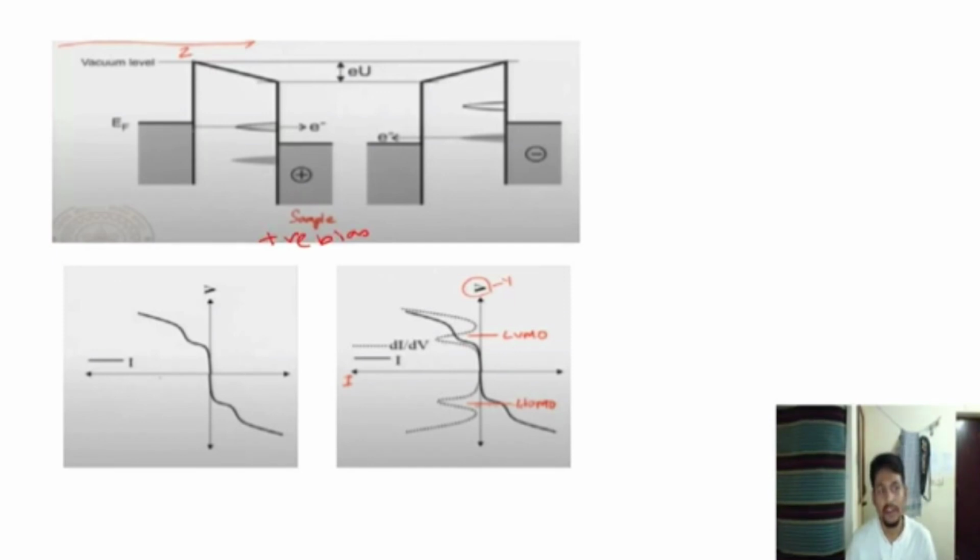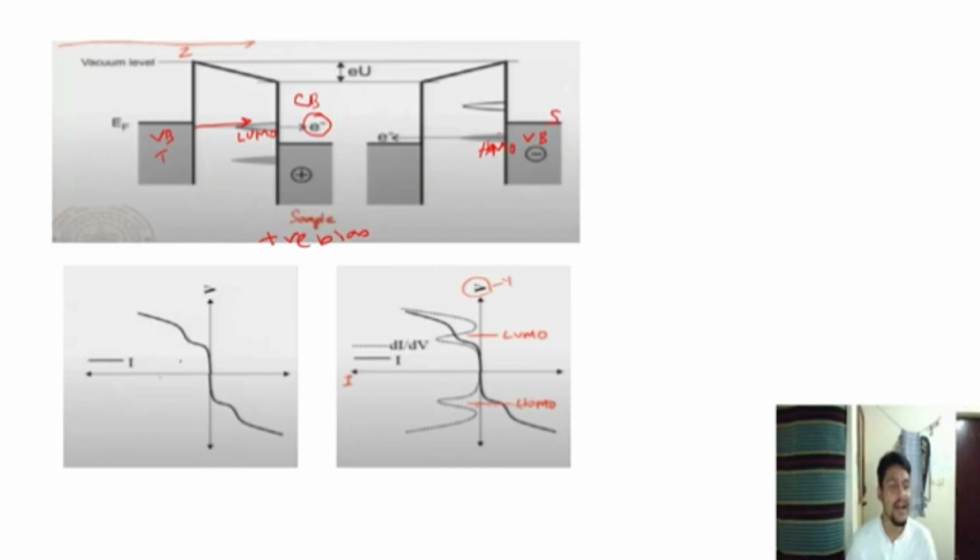Now if we apply a positive bias, from the valence band of the tip, electrons will come to the LUMO, or obviously the conduction band or the other LUMOs of the sample, but it will actually have the contribution from the LUMO. So whenever we apply a positive bias, we have the contribution from the LUMO. Similarly, if we apply a negative bias, from the HOMO of the molecule the electron will go directly to the conduction band of the tip, right? So there we will get the information about the HOMO.